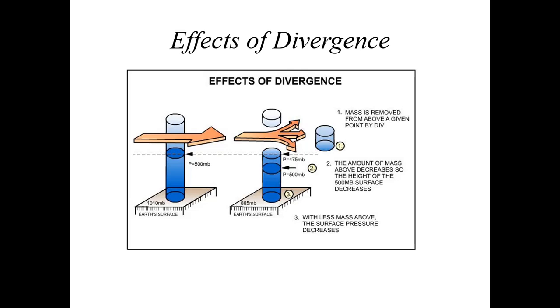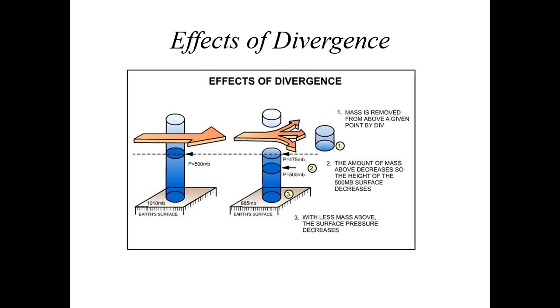On the image on the left, we have a 1010 millibar surface pressure and a 500 millibar pressure surface. And then we have the airflow indicated by the big arrow. As the arrow spreads apart into multiple pieces, it results in divergence, or that removal of mass above a given point. And you'll notice in the little graphic on the right portion of this diagram how the 500 millibar surface has gotten lower. So the amount of mass above decreases, so the height of that 500 millibar surface also decreases.